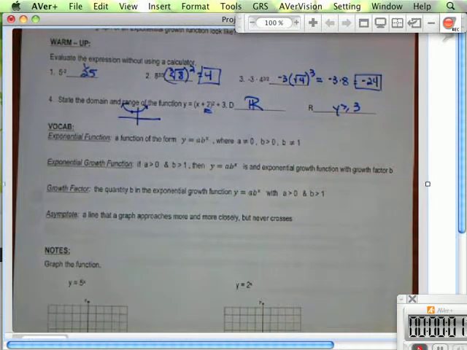Is this one good? Hopefully, it's good. How about this one? How about this one? This translates to the square root of 4 third to the third power, and then that equals 8.